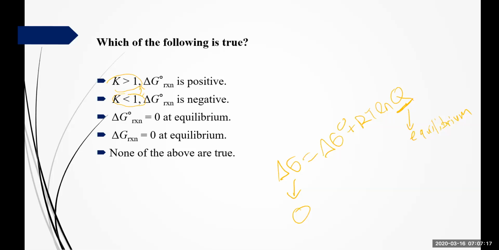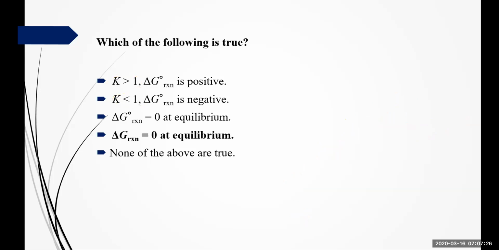Okay? Once everything's at K, then that just gives us our delta G naught, but it doesn't necessarily set that value equal to 0. Okay? And so our delta G is 0 for the delta G of the reaction, not for the delta G naught of the reaction.